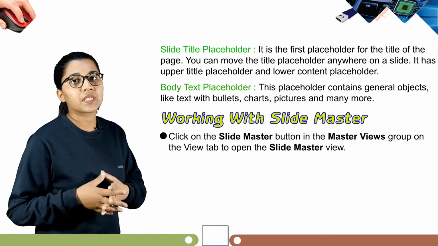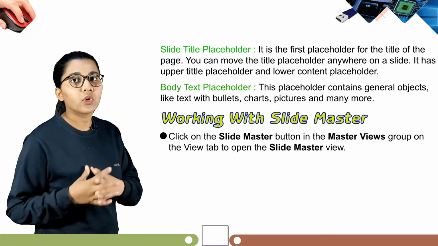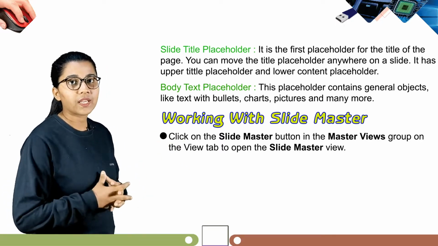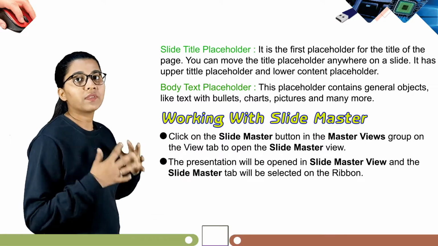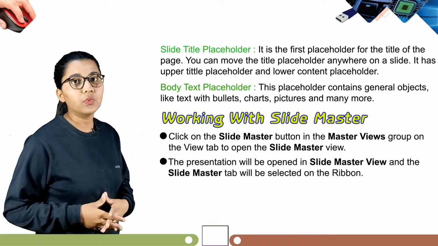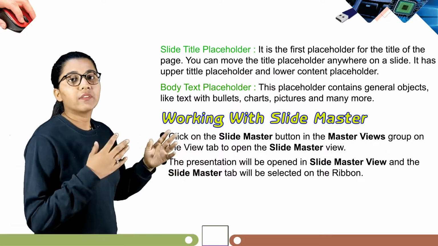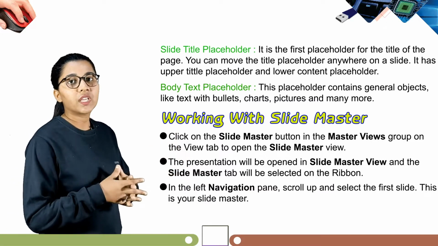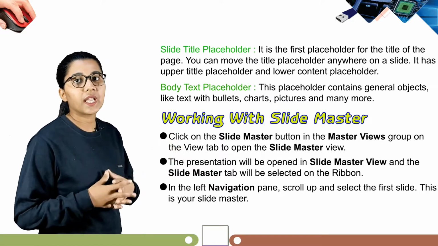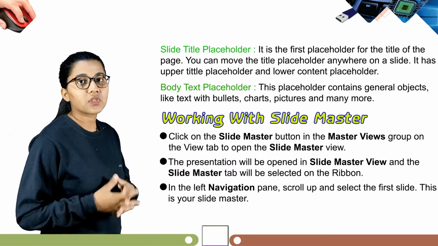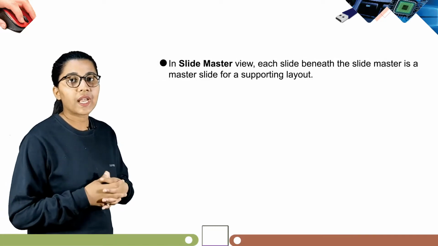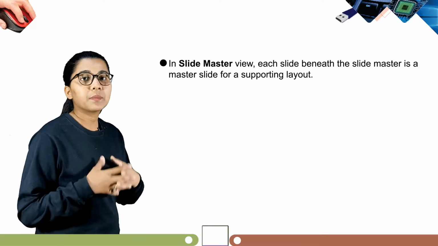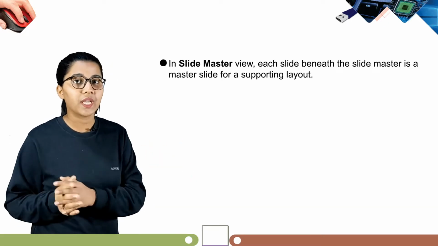Click on the Slide Master button in the Master View group on the View tab to open the Slide Master view. Next, the presentation will be opened in Slide Master view and the Slide Master tab will be selected on the ribbon. Next, in the left navigation pane, scroll up and select the first slide. This is your Slide Master. In Slide Master view, each slide beneath the Slide Master is a master slide for a supporting layout.